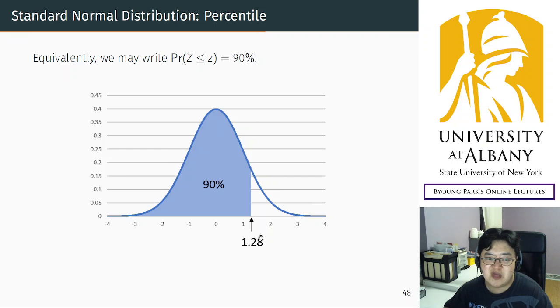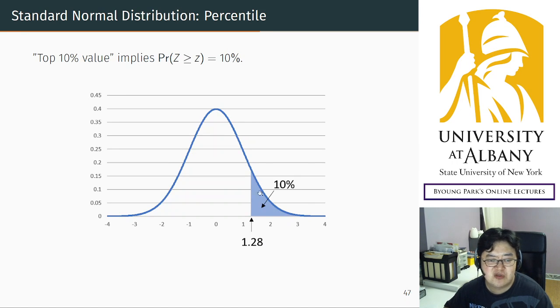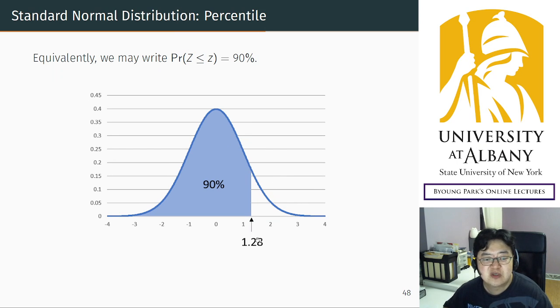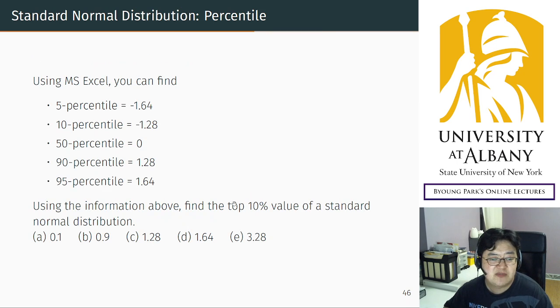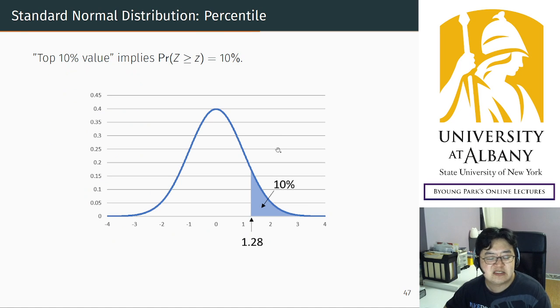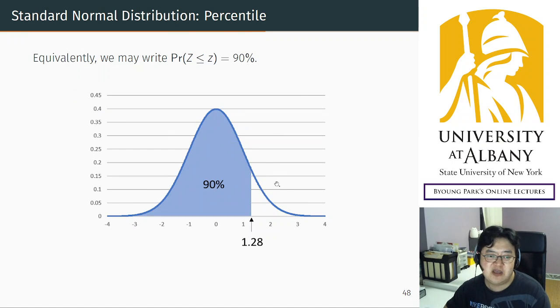That is 1.28, which is equivalent to this, right? So 1.28 is the top 10% value. So top 10% value is actually the 90th percentile. So these are just different ways to describe the same value, whether you cumulate probability, viewing the probability from the bottom or from the top, depending on where you see the probability. It's different, but basically they are the same thing.